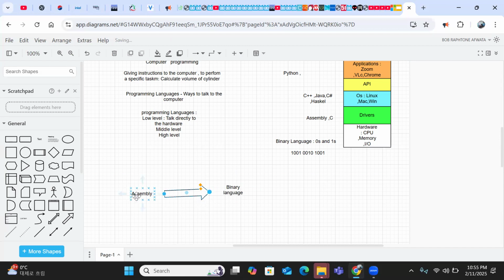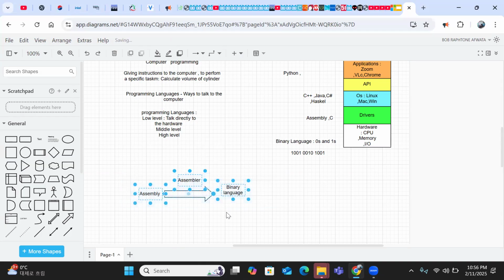Okay. And the program which converts assembly to binary is called assembler. Assembler is a computer program. You give it assembly language, it will convert it into binary language, which the computer understands. We are together? Yes. Right.